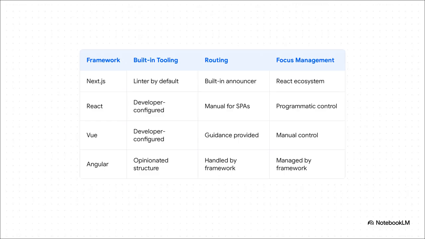And you can really see that evolution in this chart. While all the big frameworks care about accessibility, you can see a trend where the newer, more opinionated ones, like Next.js, are just doing more of the work for you. I mean, look at Next.js.